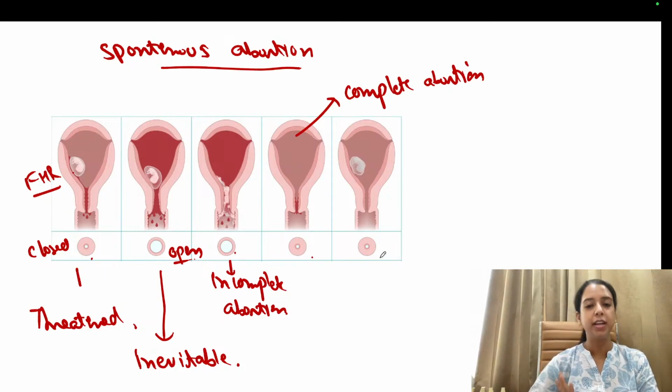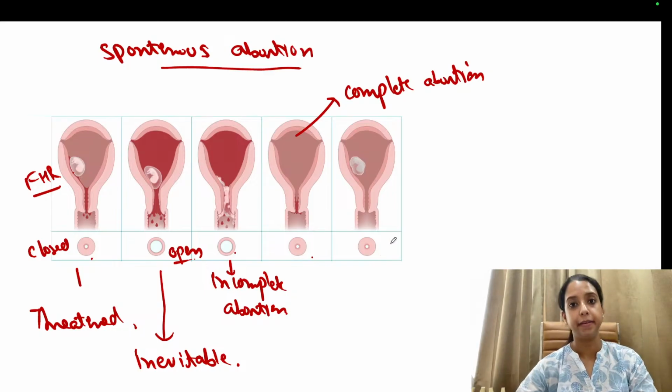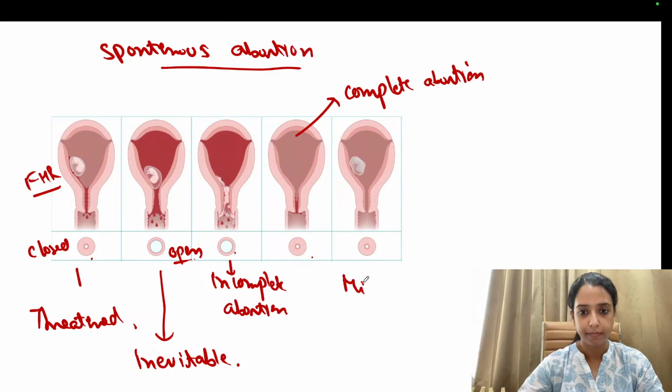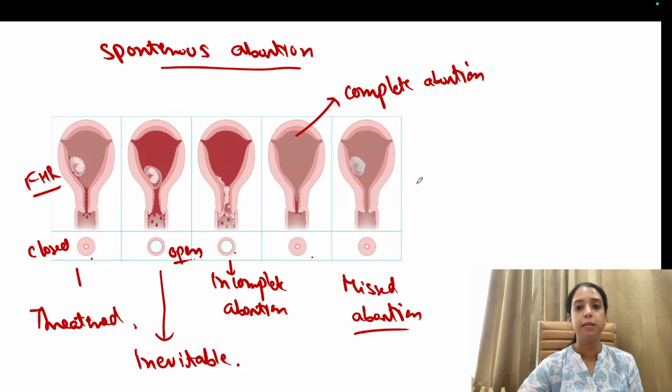Situation number 5. Os is closed, patient has not been bleeding. Patient has just come to you for routine scan. But you realize the baby is gone, baby is non-viable. That is missed abortion. How will you know that the baby is not viable? What are the signs telling you that it is a missed abortion?